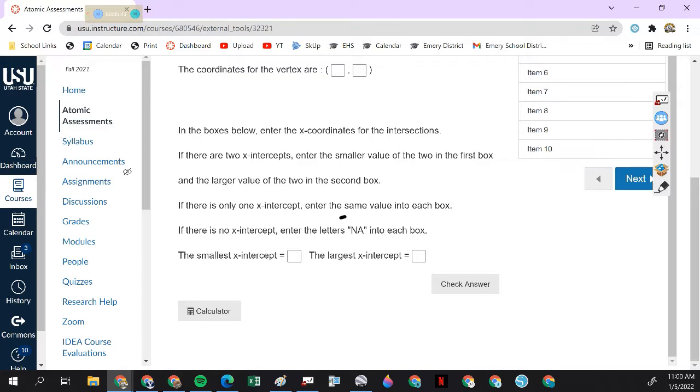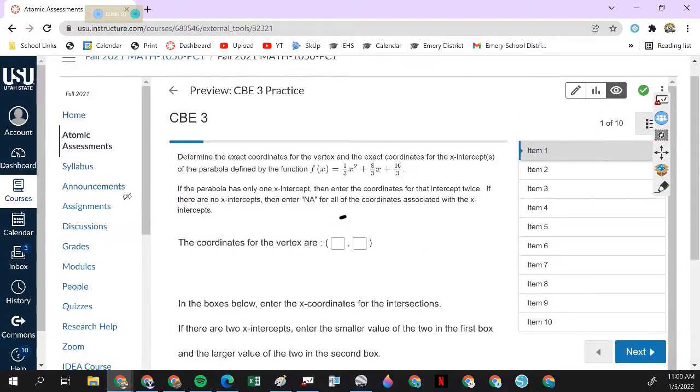Okay, so if there's only one x-intercept, enter the same value into each box. If there is no x-intercept, enter NA into each box. And if one is bigger than the other, type the smallest one in first and the largest one in second. Okay. Number 2.